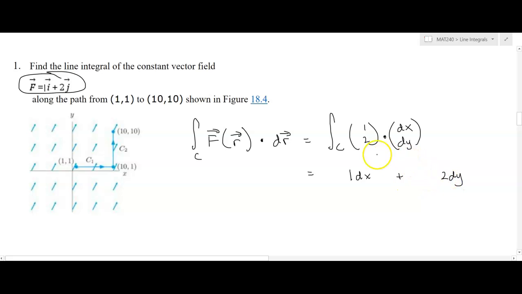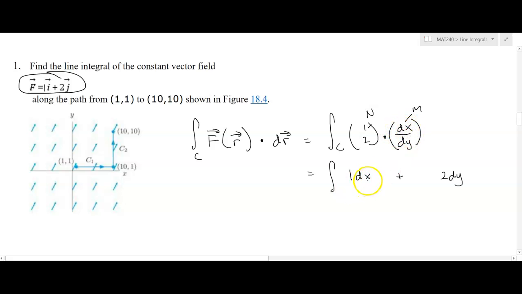I'm leaving a little bit of space here because the first component is going to get integrated with respect to x, and that should make sense because if this is, for example, a force of newtons, and dx is a measure in meters, then we have a product of newtons and meters.